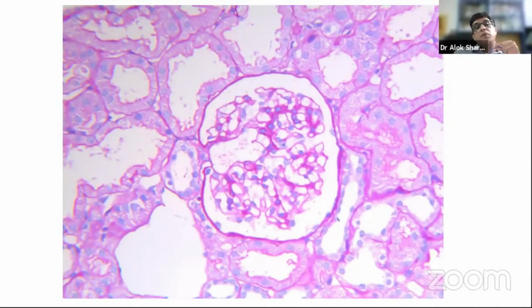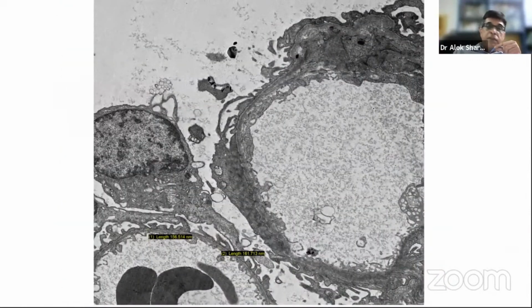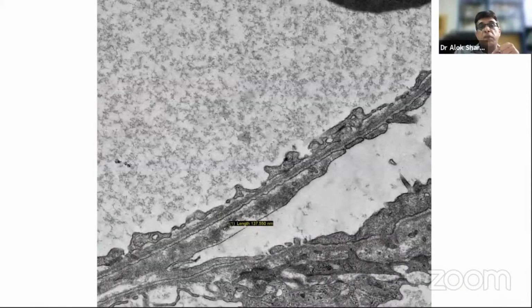So this was the biopsy. You can see an absolutely normal glomerulus. This is a PAS stain. A normal-appearing glomerulus in a 1-year-old child. IF was negative, and when we did the electron microscopy, the GBMs were quite thin. If you look at the measurements here, 156, 161, there were areas which were even thinner, 137, and there were areas which were actually less than 100.